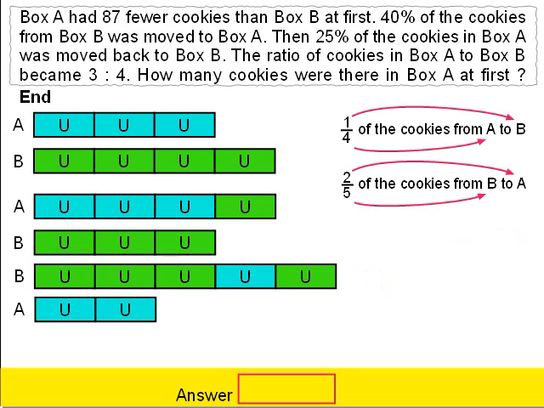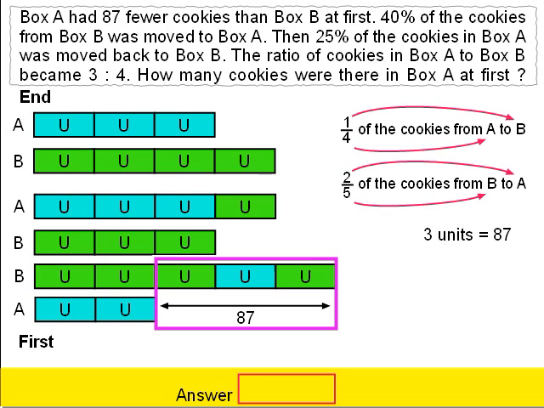And we are told that in the beginning, box A had 87 fewer cookies than box B. So this is the model for at first, whereby box B had 87 more than box A. So looking at this part of the model, we know that 3 units is equivalent to 87 cookies, and therefore 1 unit will be 87 divided by 3, which is 29 cookies.